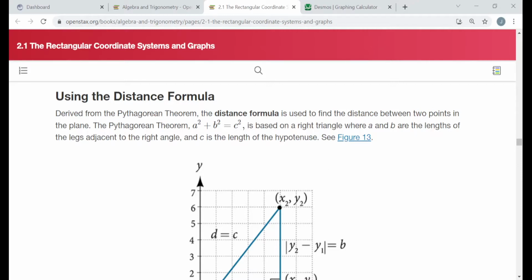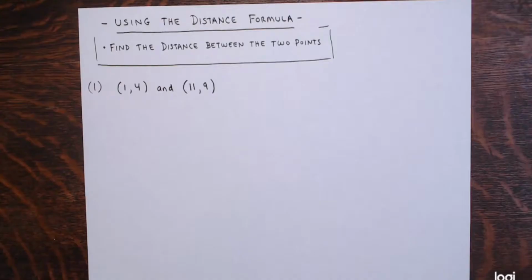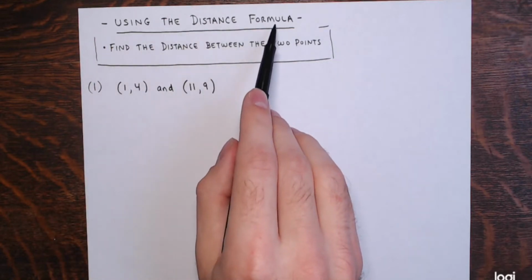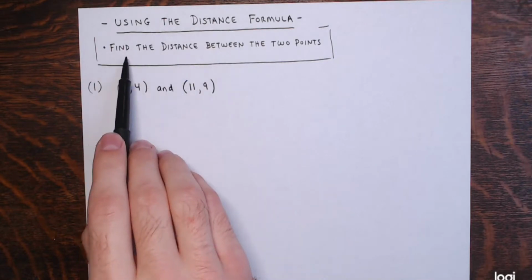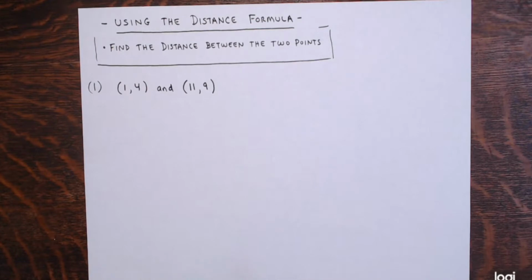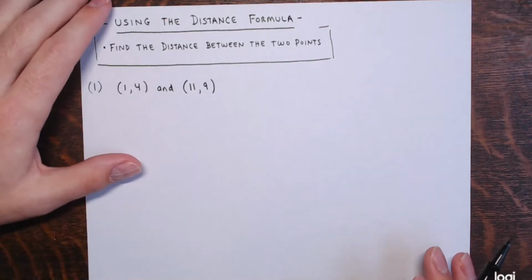Alright, so let me go to my first example. All the examples I have written out on paper. Like I said, this objective is using the distance formula. And what we're asked to do is find the distance between the 2 points that are given on the xy coordinate plane, or the Cartesian plane, the rectangular coordinate system, whatever you want to call it.